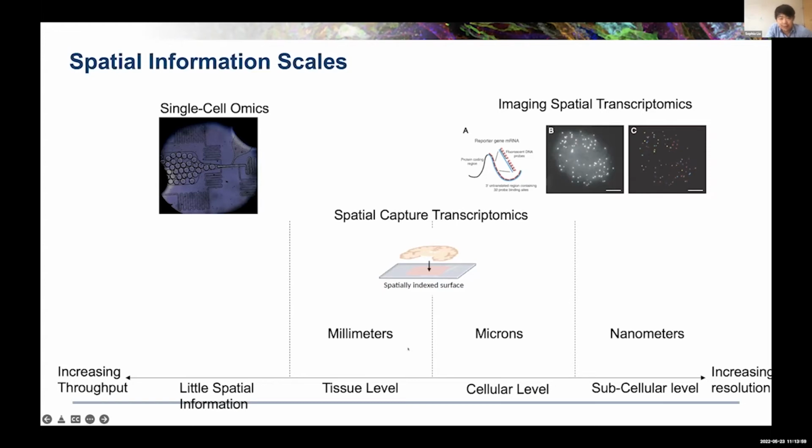I think we all think of these as complementary approaches, in terms of there being some trade-offs in throughput and capture that Evan and Stephen will explain. But in general, imaging-based transcriptomics are higher resolution with a little lower throughput, and spatial capture transcriptomics are generally at cellular resolution, but with higher throughput.